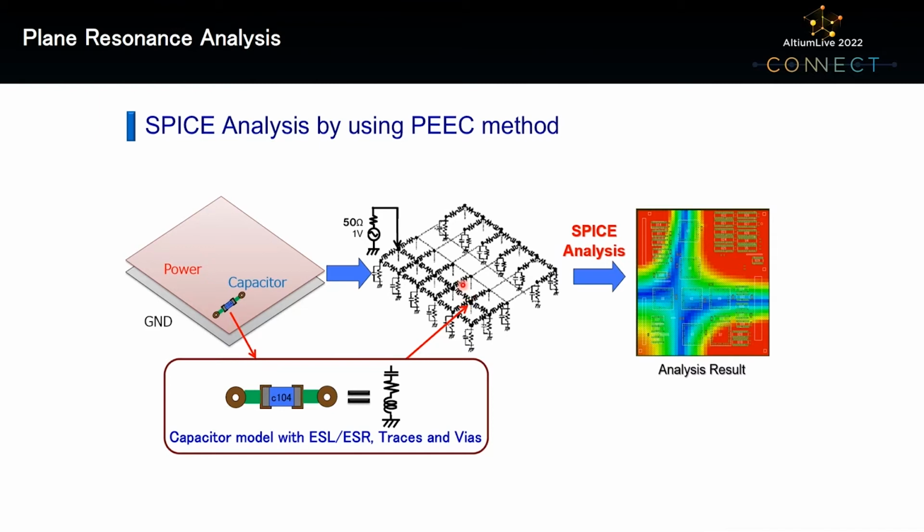After that, it applies 1 volt and 50 ohms in series as a noise source. By using S-parameter analysis, it calculates the maximum voltage in each node for each frequency. By displaying the result of each node on the layout screen, it is possible to visually check the antinode and node of resonance.